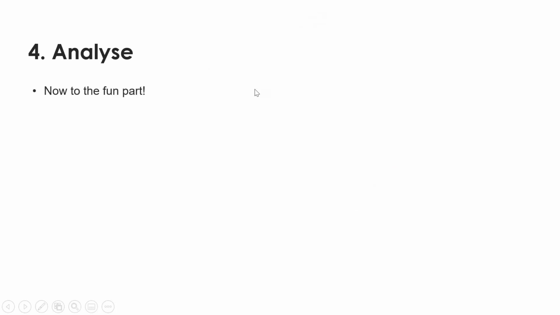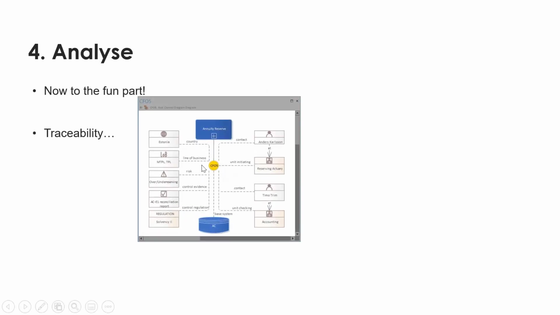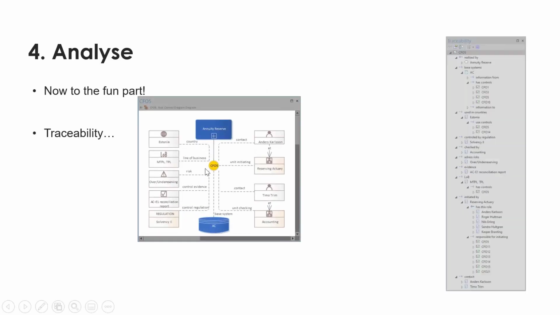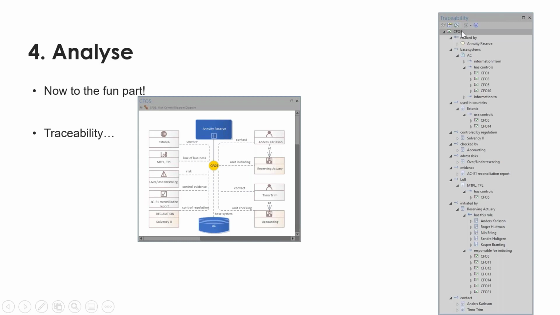Now we come to the fun part, the analysis and looking into the traceability of this. If you mark the control here, you can see how the CO5 is connected to base systems, to countries, etc. In your MDG, you could write what it should say on these lines, like "used in countries" and so forth. These are all part of the MDG, which makes it really easy to read how everything is connected.